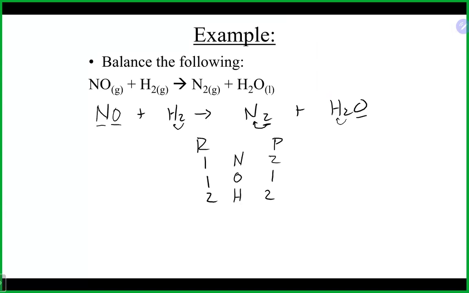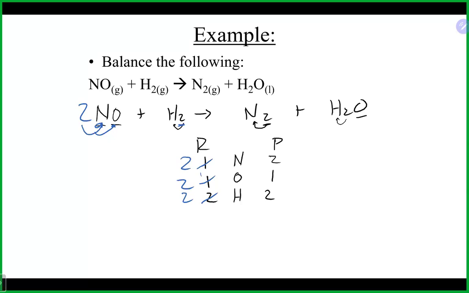And once again, we're going to use coefficients, the numbers in front, to do so. So I'm going to go to the left-hand side, and I'm going to put a 2 in front of it, again, to balance it. Remember that when you put the 2 in front, it does count for everybody behind. So we're going to now have two nitrogens. We will also have two oxygens, and we still have our two hydrogens in this case.